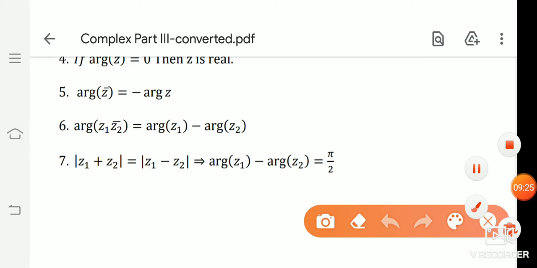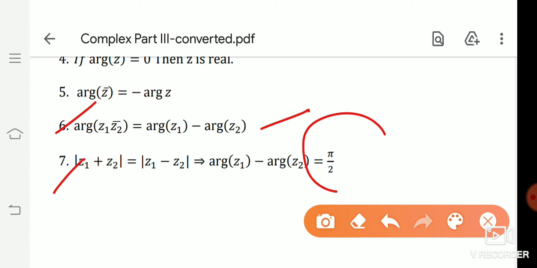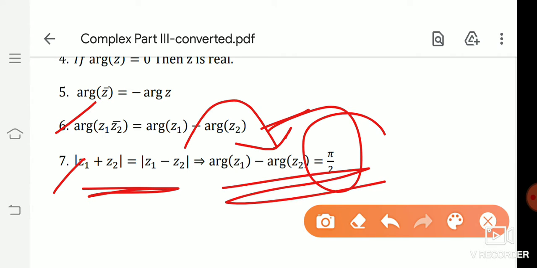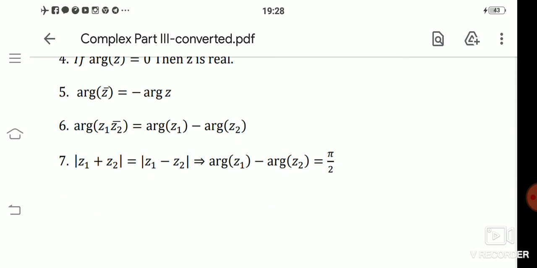Okay, point 6. Point 6 is argument of z1 dot z2 bar is always equal to argument of z1 minus argument of z2. And the last point is, if modulus of z1 plus z2 is equal to modulus of z1 minus z2, this implies that argument of z1 minus argument of z2 is always equal to pi by 2. If this condition is satisfied, then this condition must be satisfied. Okay, it is possible only when this condition is satisfied.